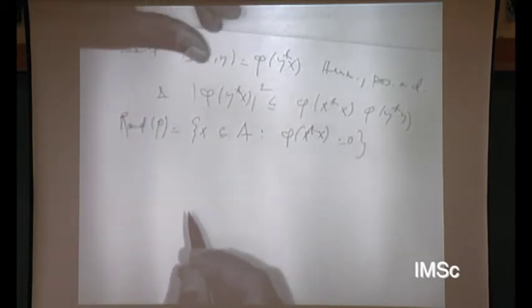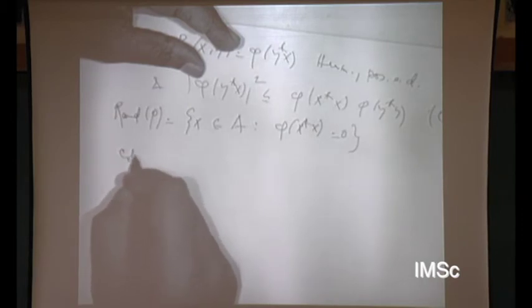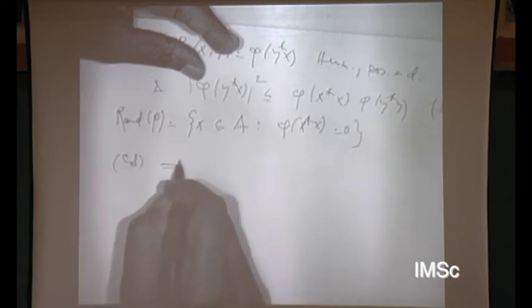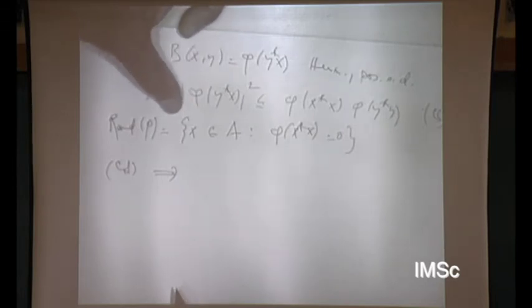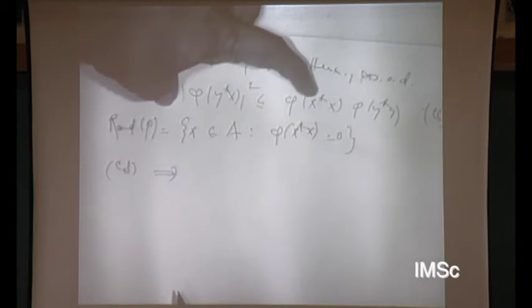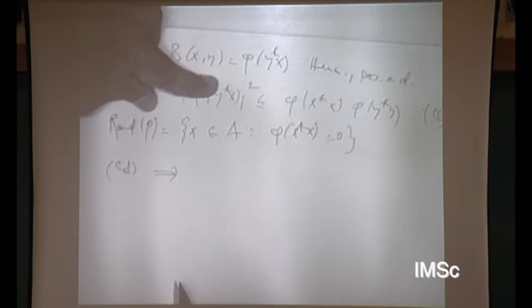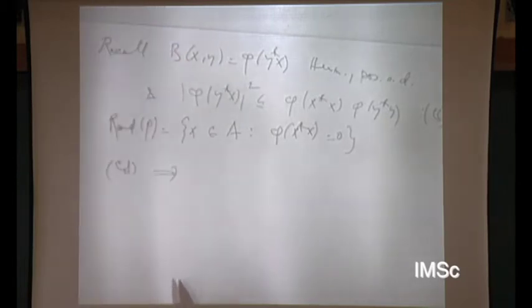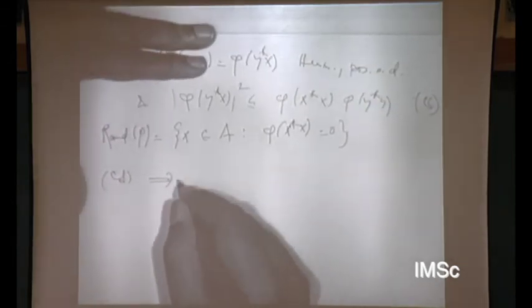And then I see from the Cauchy-Schwarz inequality that this implies that if x is in the radical, then y star x is also in the radical for any y. And y star or y or whatever, it is different, because y is completely arbitrary. So this implies that the radical is a left ideal.